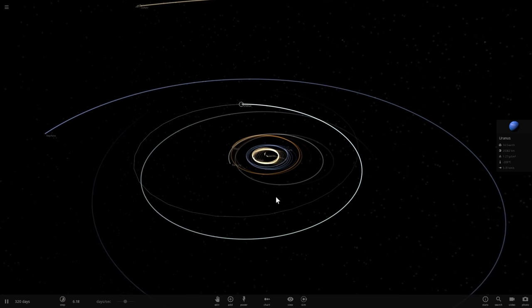You can see that this is a size comparison of these planets. I clicked the chart accidentally, but it's a pretty good way of seeing the size comparison between the planets. But basically, there you go.